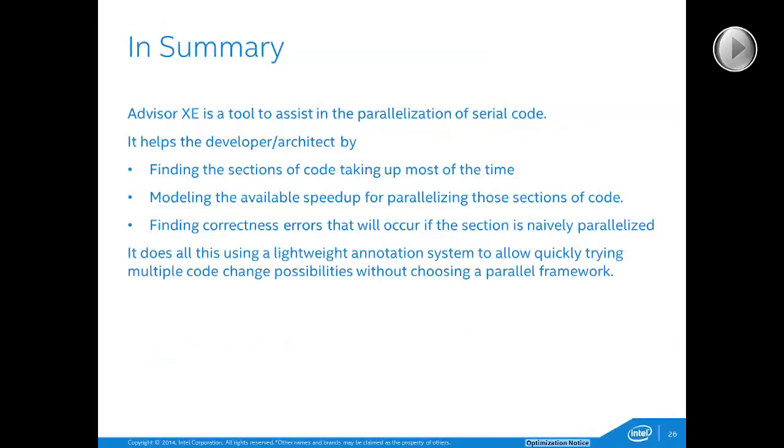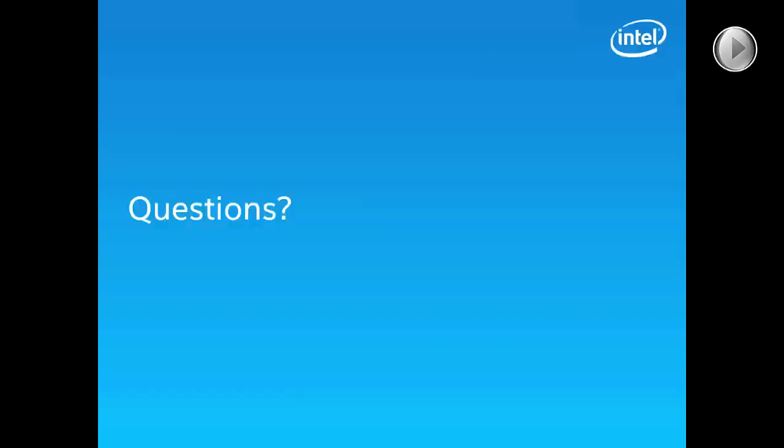And I think, in summary, there's a tool to assist in the parallelization of serial code. It'll help you find the code that takes the most time, model the available speedup, and find the correctness errors. And we do this with just a lightweight annotation system, so you don't have to make a lot of permanent changes just to find out what's going to happen. And that is the summary.